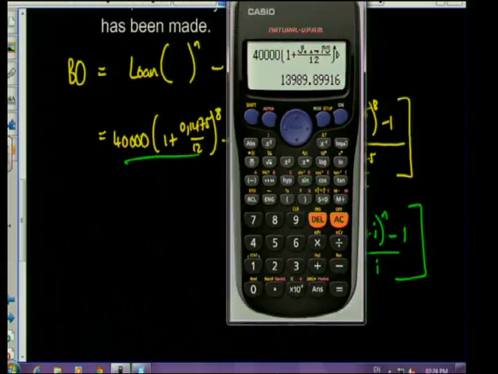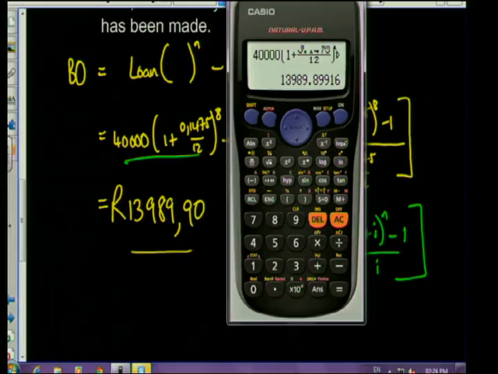So I'm going to put that in. So that would be 13,989. And now I've got to be careful when I round off. It says 899, so that would round up, comma, 90.